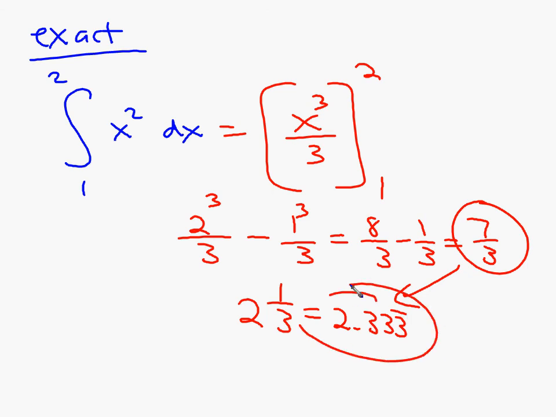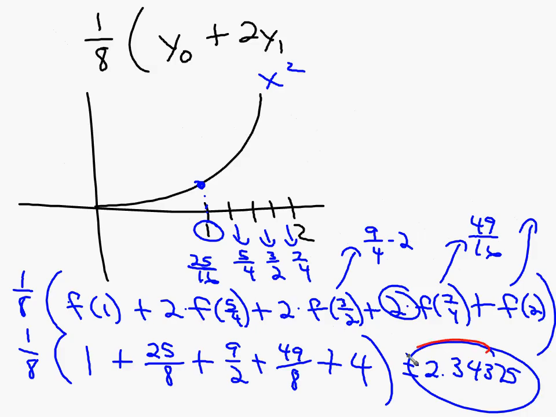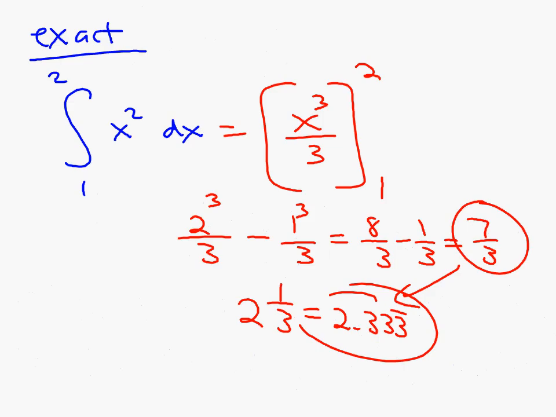What was our estimate? 2.34375. Pretty good estimate, isn't it? Okay, so the trapezoidal rule you're going to find out is more accurate than what LRAM is. All right, and we are going to stop there for today.